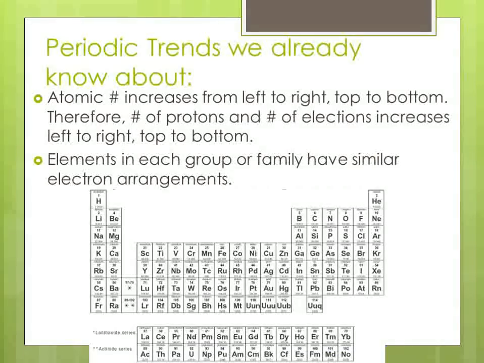Okay, so let's talk about trends that we already know about. The most obvious would be that the atomic number, which is the number of protons, increases from left to right, and as you go from top to bottom, it also increases. So we already know that as you go from left to right, the number of protons and the number of electrons increase, and they also increase going from top to bottom. And we also know that elements in each group or family have similar electron arrangements, which we'll talk about in a lot more detail later.